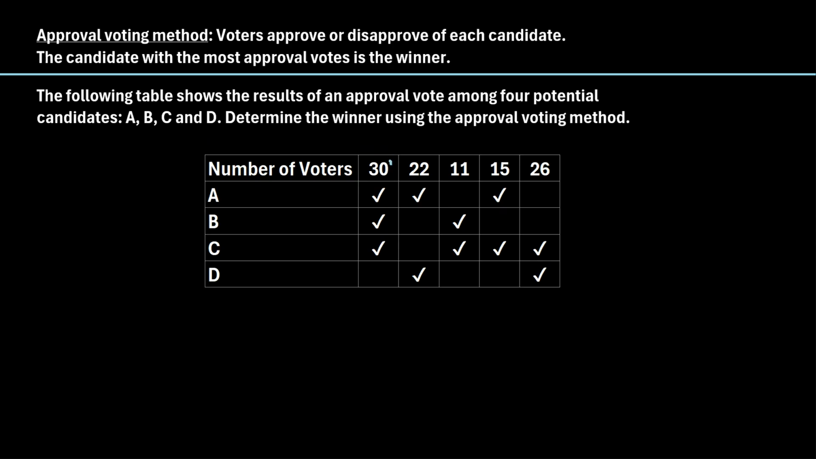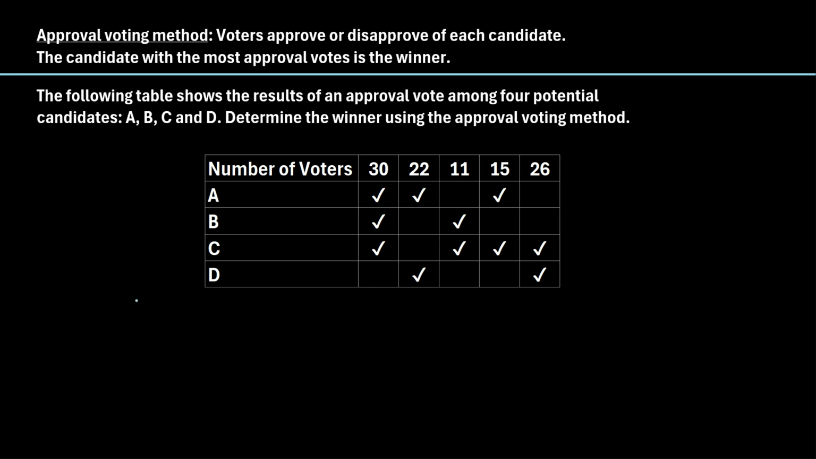We can see that 30 of the total voters in this election said that they approve of A, B, and C, but they did not approve of candidate D. Similarly, 22 voters said that they approve of A and D only. 11 voters said that they approve of B and C only, and so on. So that's how to interpret the table.